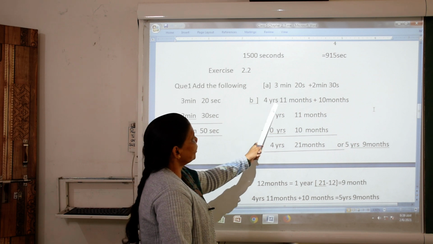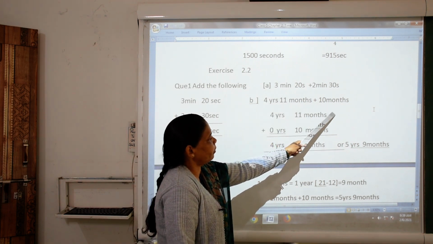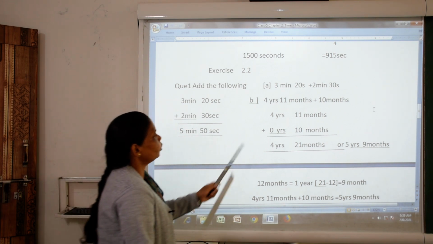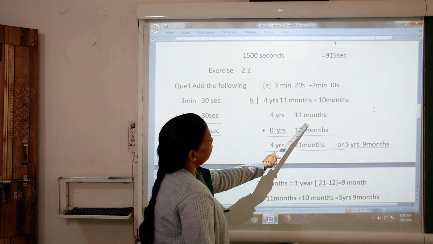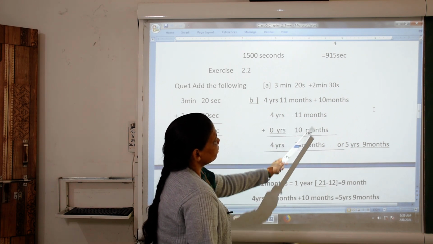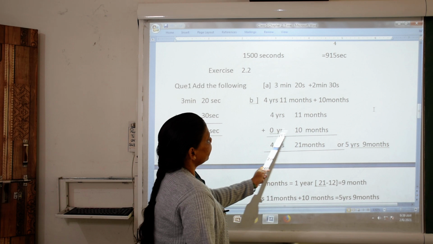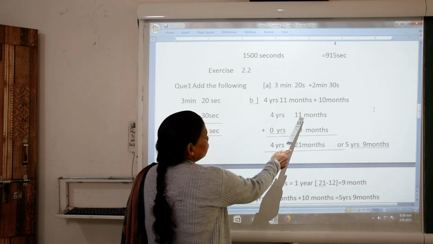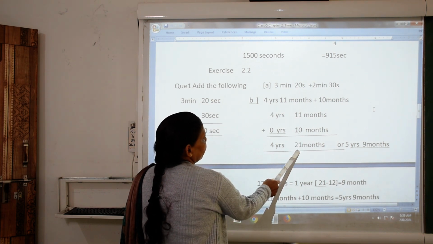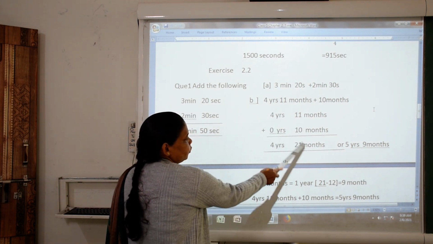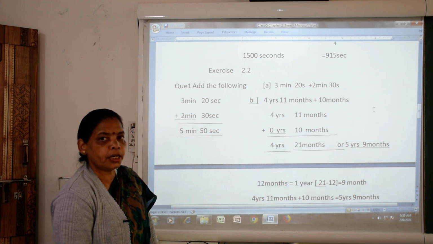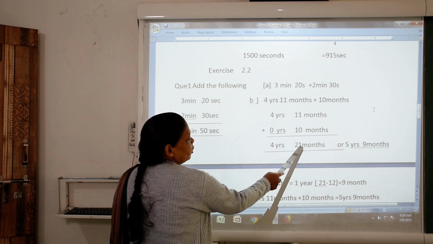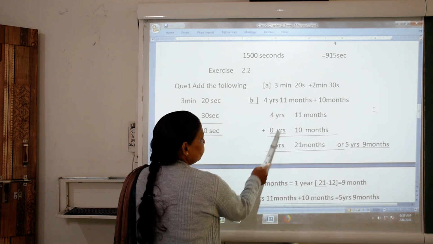So here 4 years 11 months and 10 months. Children, you all know 1 year has 12 months. So you have to place it: 4 years, 11 months, and no year is given, only months are given here. So we write the 10 months here and no year, so we will put 0. So 11 plus 10 is equal to 21 and here 4. Children, you know how many months are in a year? Only 12 months, but here there are 21 months.